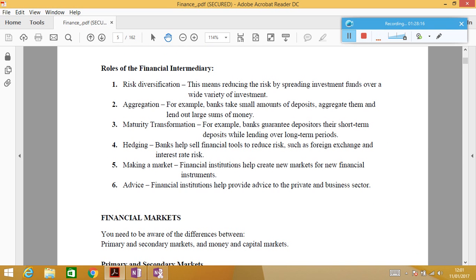This is something that you just need to understand. You don't need to memorize exactly. Number 1, risk diversification. What is that, guys? This means reducing the risk by spreading investment funds over a wide variety of investments. Can you give me an example? How does that work? How do you want to reduce risk in an investment?